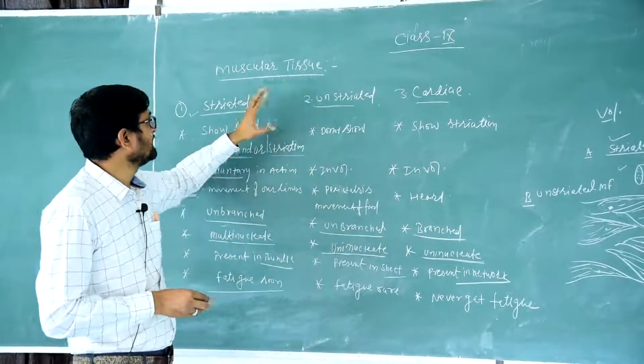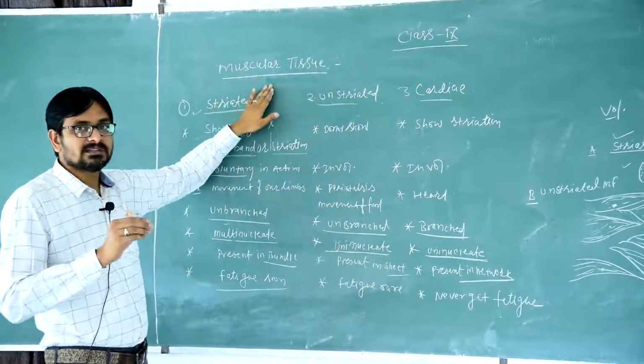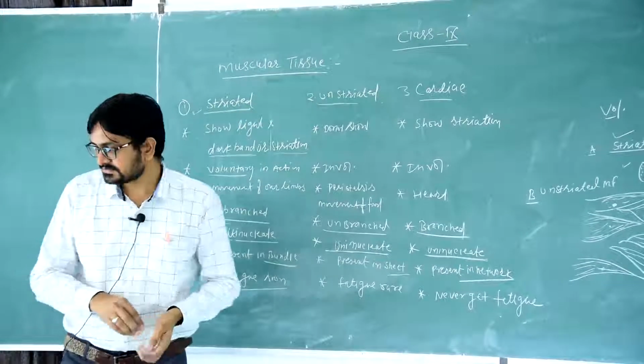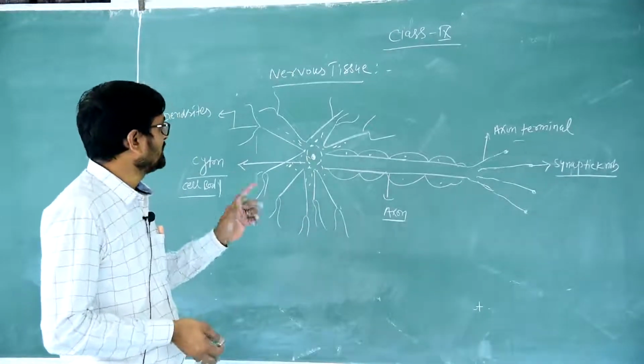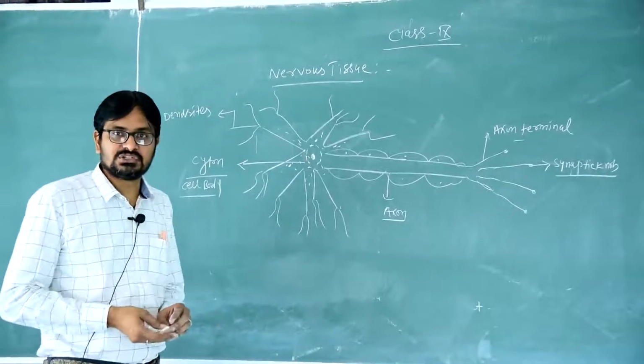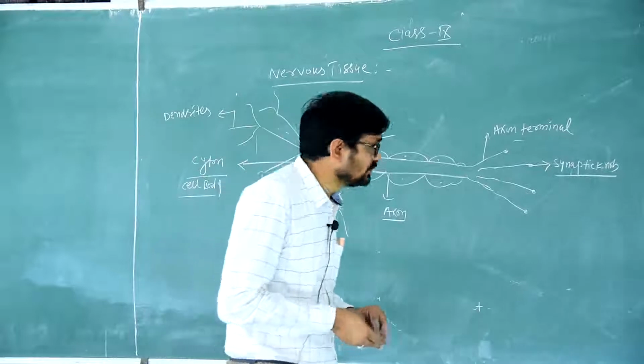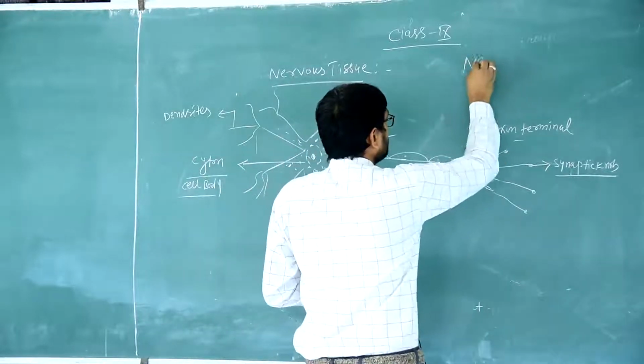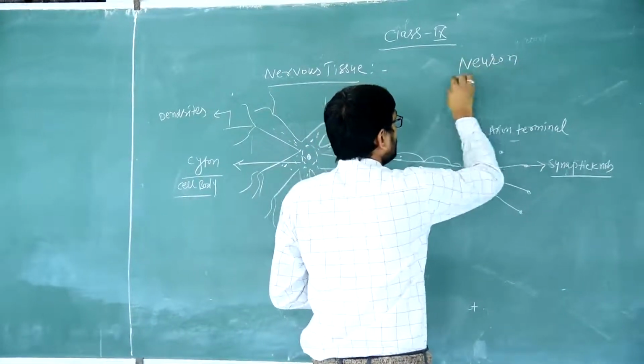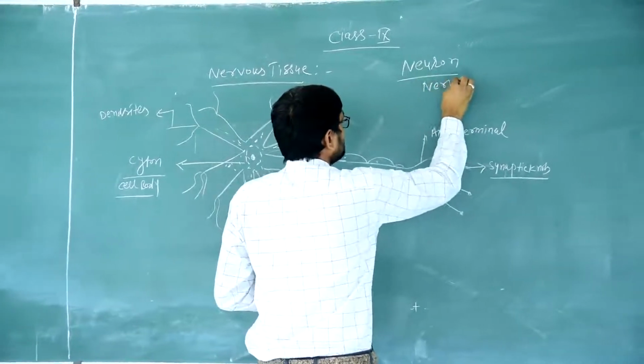Next topic, or we can say the last topic of this chapter. Let me start. So our next tissue is nervous tissue. The cells of the nervous tissue are called neurons, or nerve cells.